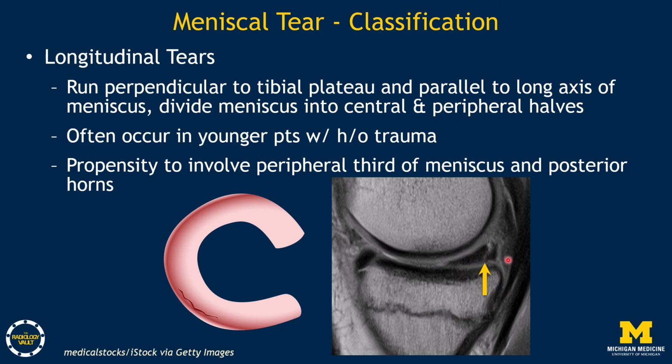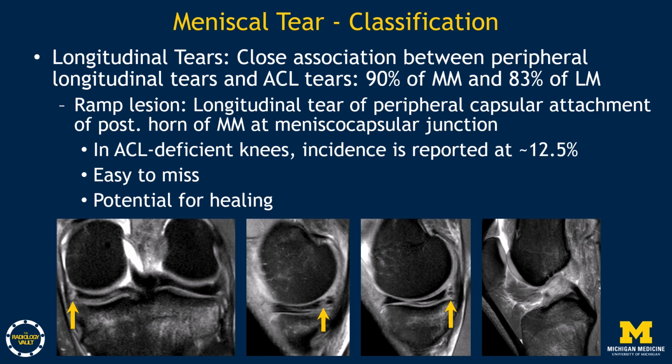The typical MRI appearance is a vertically oriented signal abnormality that contacts one or both articular surfaces, such as in this case. There's a close association between peripheral longitudinal tears and ACL tears in both medial and lateral menisci. A ramp lesion, as seen in this example, is a longitudinal tear of the peripheral capsular attachment of the posterior horn of the medial meniscus at the meniscocapsular junction. It occurs in about 12% of acute ACL tear cases, is easy to miss, and has potential for healing due to involvement of the red zone.